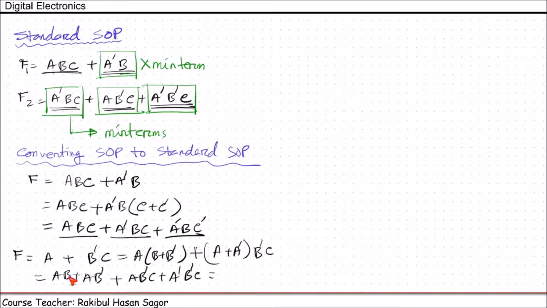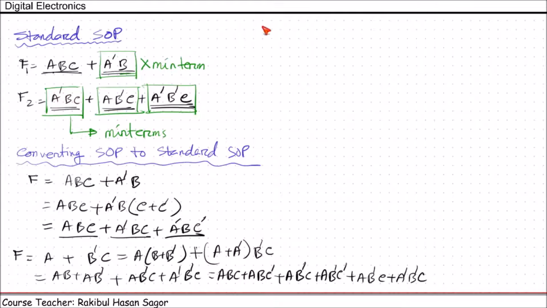If we multiply (c plus c') with ab and (c plus c') with ab', we'll get abc plus abc' plus ab'c plus ab'c' plus ab'c plus a'b'c. So this is the standard SOP form of this SOP equation. I hope it's clear to all of you.